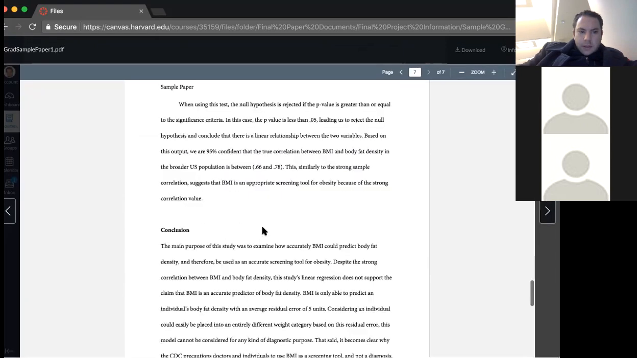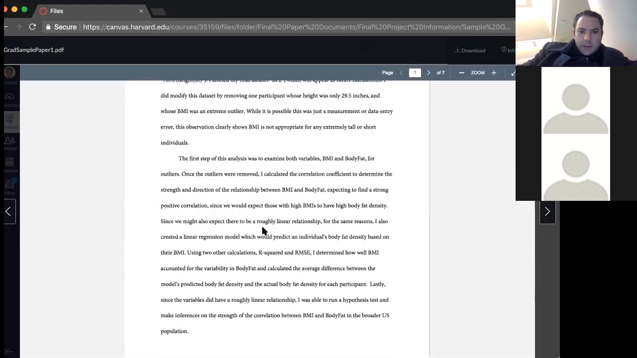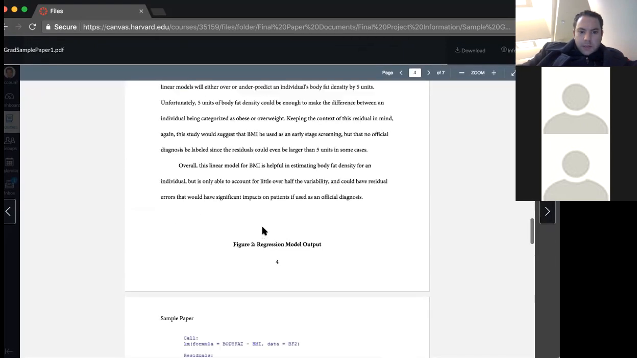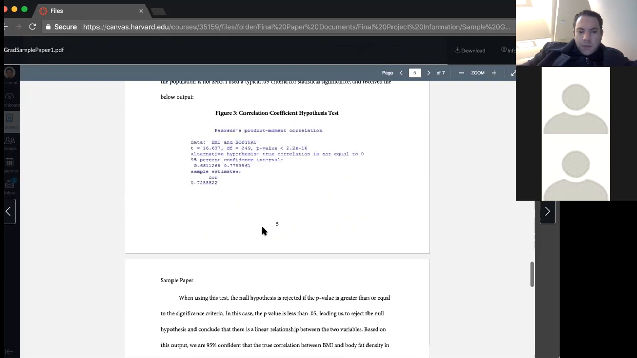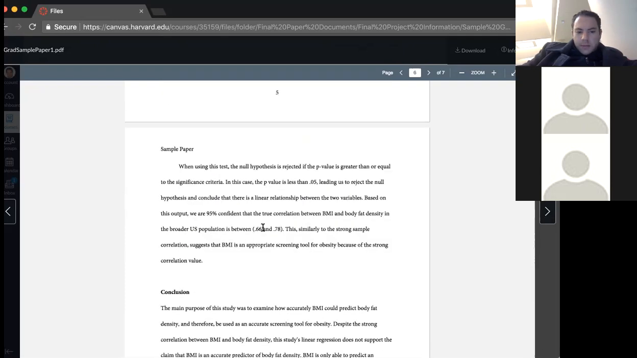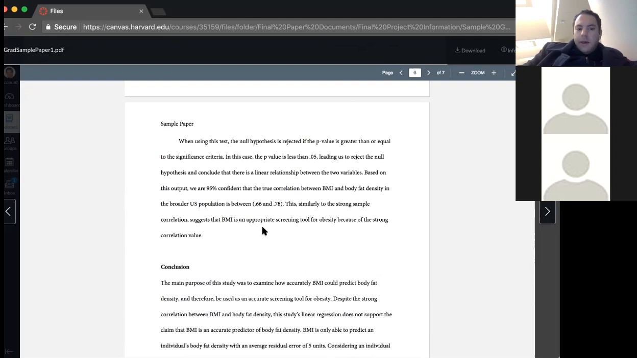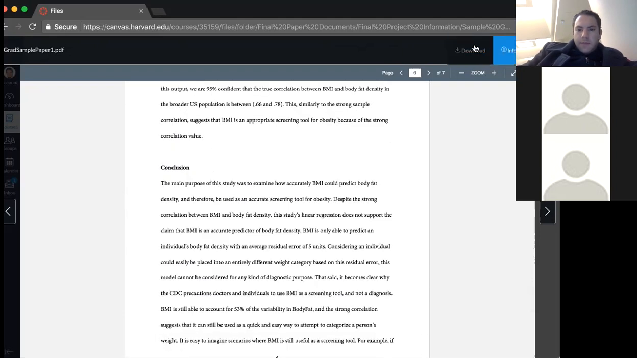So this is 7 pages, double spaced. As you can see, it's nothing too difficult. It's actually fairly short. This is for the graduate paper.